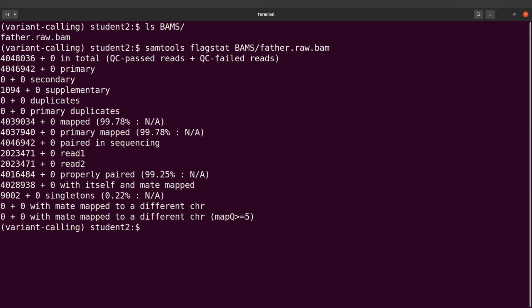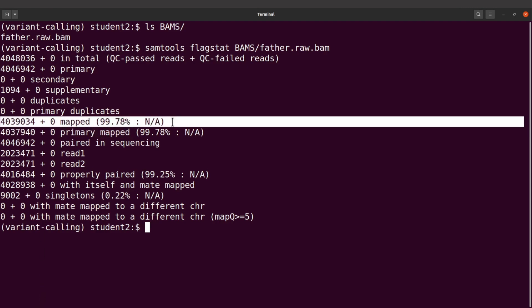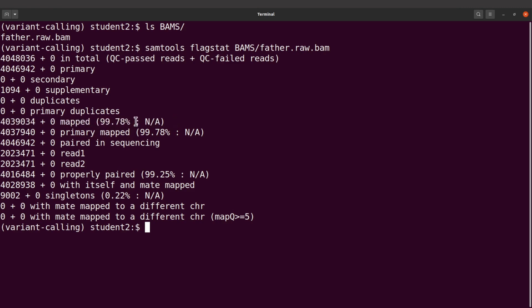Perfect. So it will tell us the percentage of reads that's mapped to the reference sequence. Okay, so that's what I have here. I'll just focus on this one here, the one that's mapped. So we have majority of the reads mapping to the reference sequence, which is good.